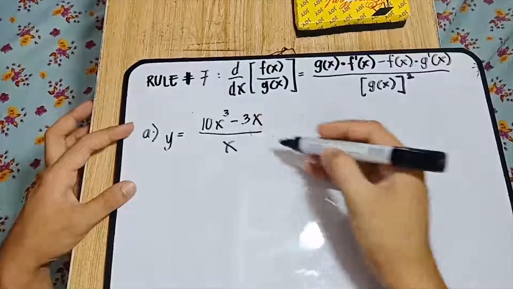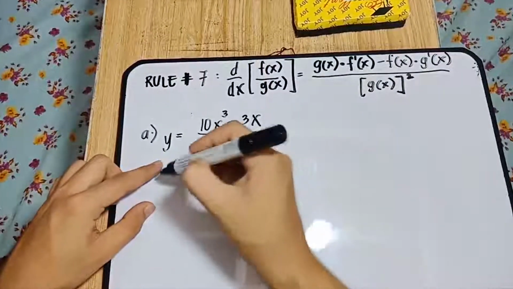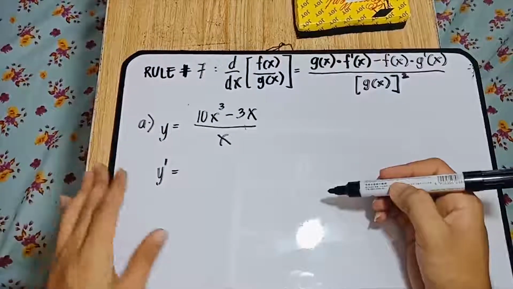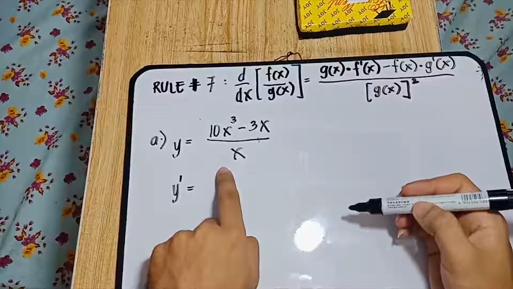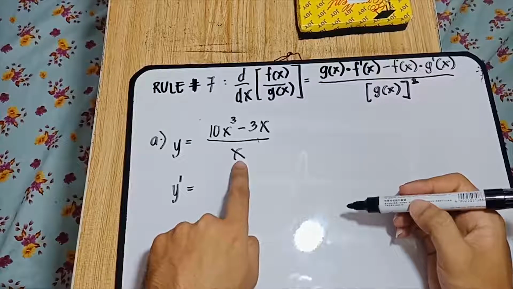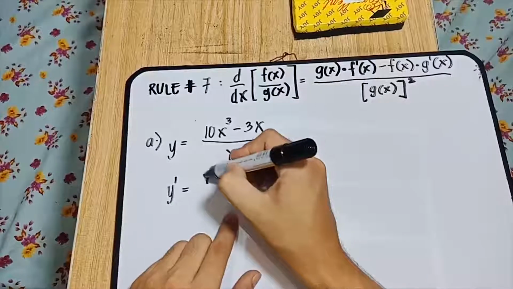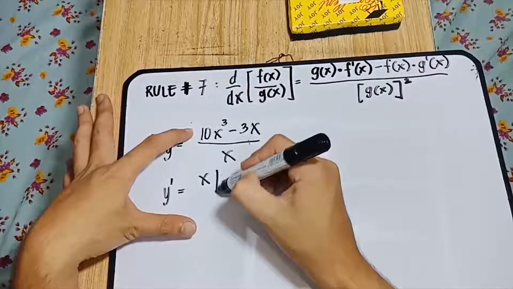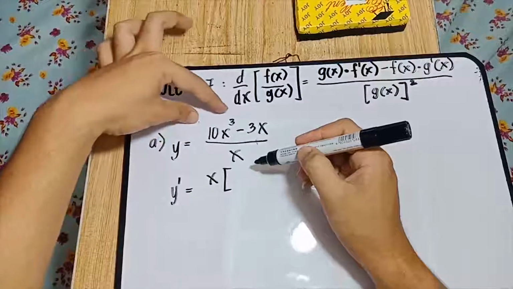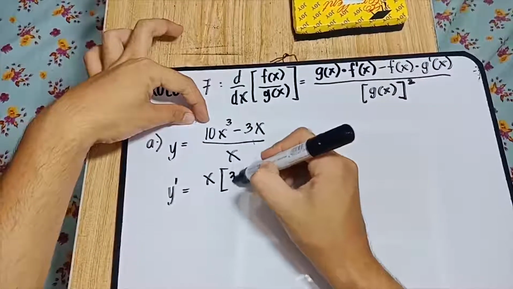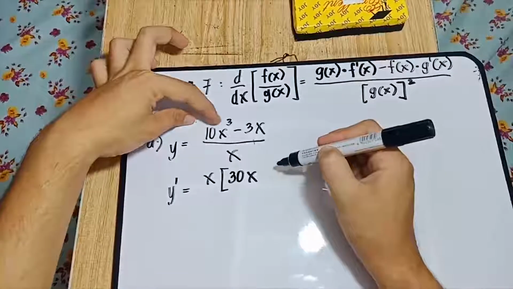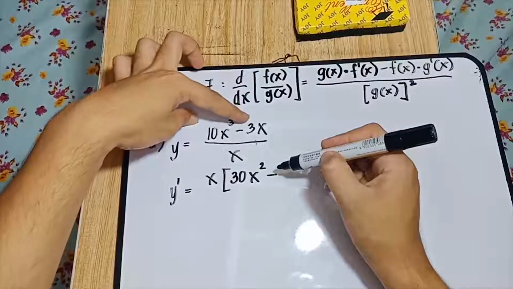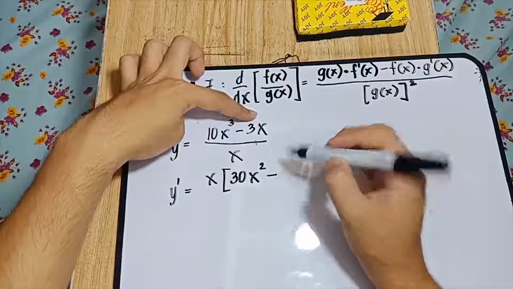Ngayon, let us differentiate. So, the derivative of y is y prime equals, again, let us apply the quotient rule. Yung denominator muna. So, kopyahin muna natin yung denominator. Then, multiply by the derivative of the numerator. So, ano ba yung numerator natin? Ito yan. Ano ba derivative niya? So, 3 multiply by 10, that is 30. Kopyahin mo yung x. Babawasan ng isa yung exponent. So, 2 na lang yon. Minus 3 multiply by the derivative of x, that is 1. So, 3 na lang.